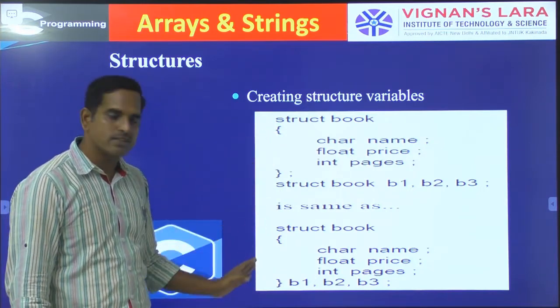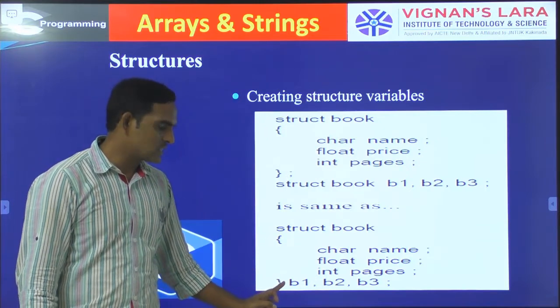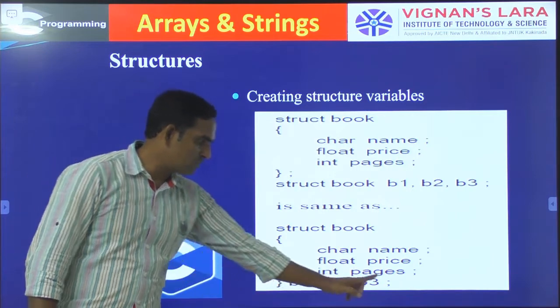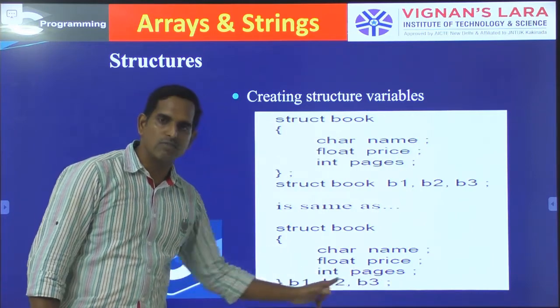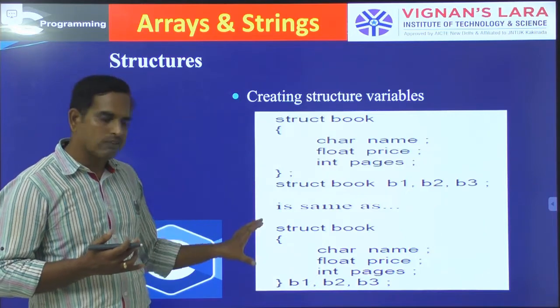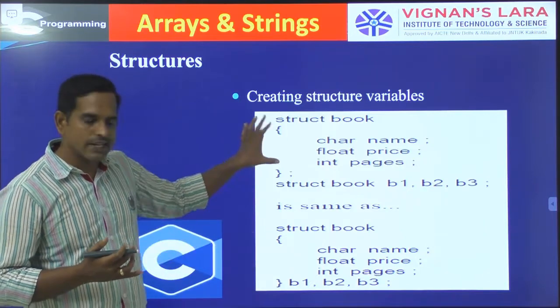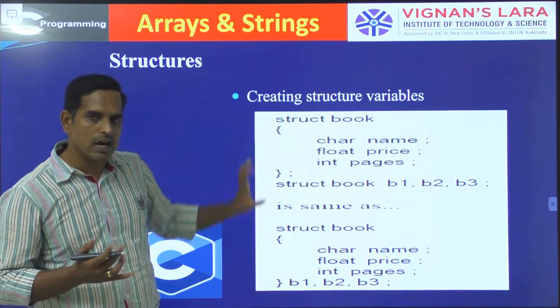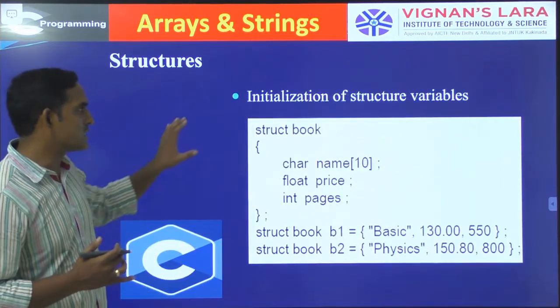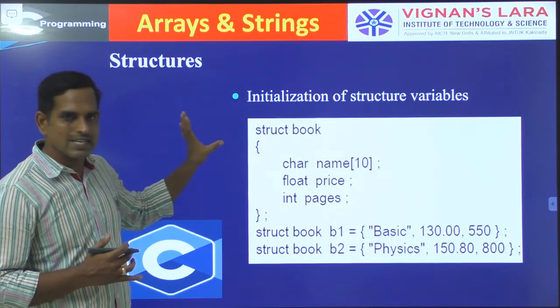The other way is at declaration itself: while declaring, you write the structure, and before placing the semicolon, you give all the structure variables which you want in your program. Both are valid declarations, and you can create the structure variables in this manner or in that manner. Once you have created the structure variables, you can initialize them.